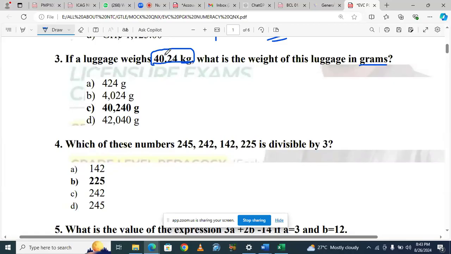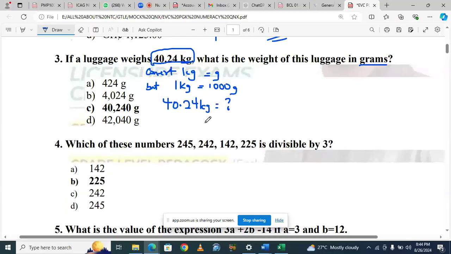So it simply means that we convert kg into what? Into grams, right? But we know that 1 kilogram is equal to what? 1,000 grams, isn't it? Yes. So if we are given 40.24 kg, that will be equal to what?